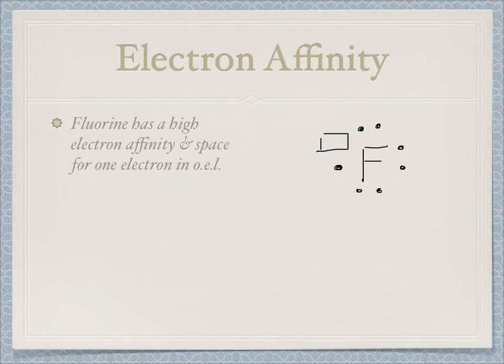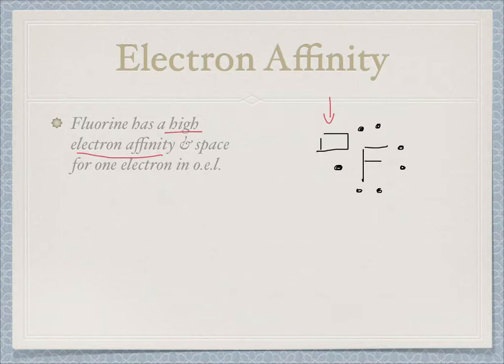Now, a lot of times, rather than drawing out all of those rings and everything, we'll do it as Lewis structures. Let's take a look at fluorine, and we're talking about it in terms of electron affinity. Fluorine, we said, has a high electron affinity. It wants to get another electron, and it's got a space for another electron.